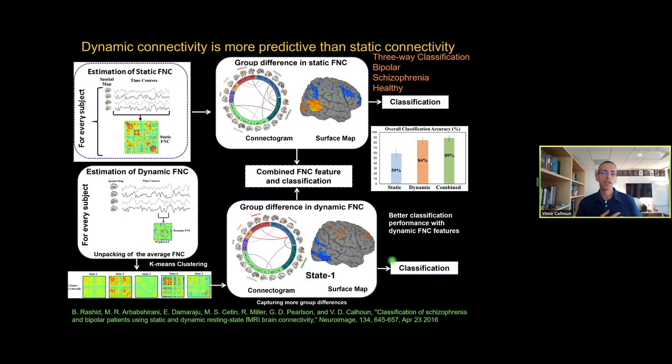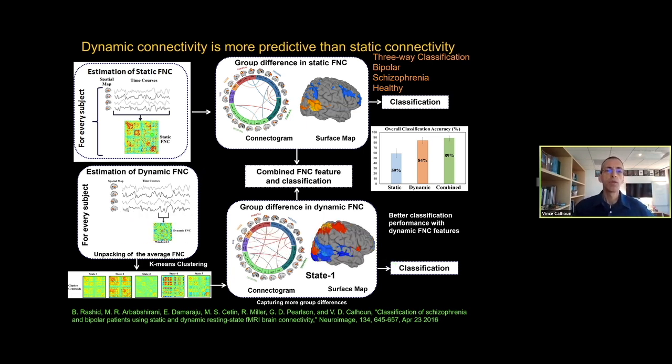Here, what I'm showing you is looking at prediction. So we found quite consistently that we get higher predictive accuracies, cross-validated accuracies, in a variety of different groups when we're looking at dynamics as opposed to just static measures of connectivity.